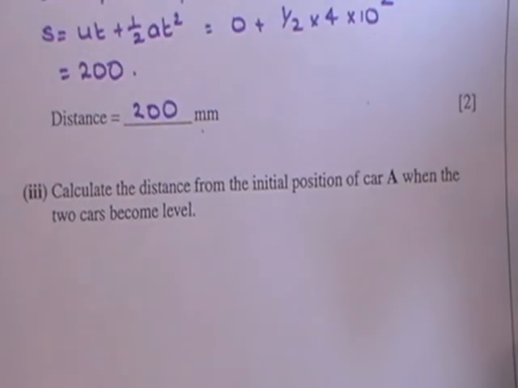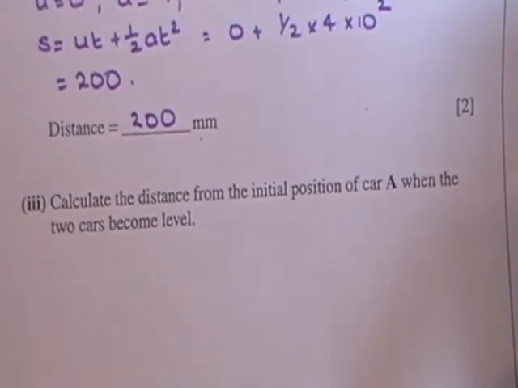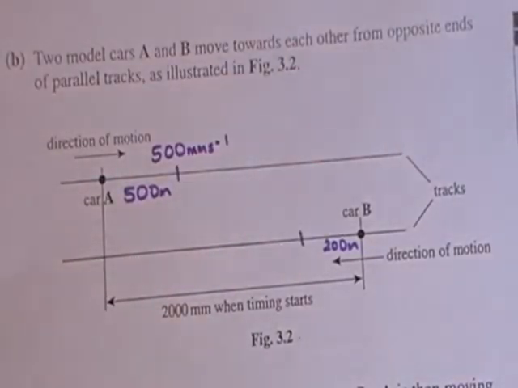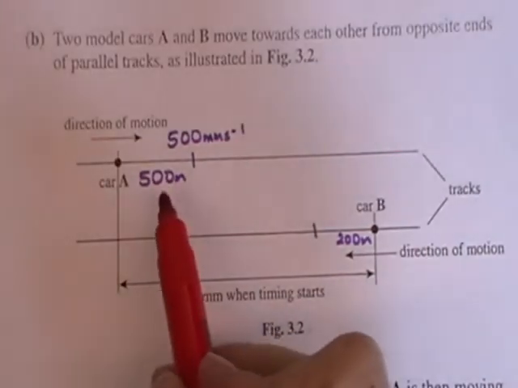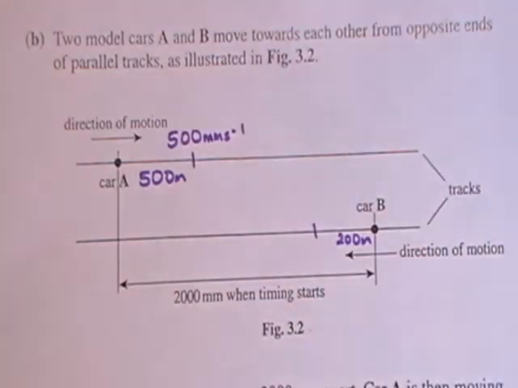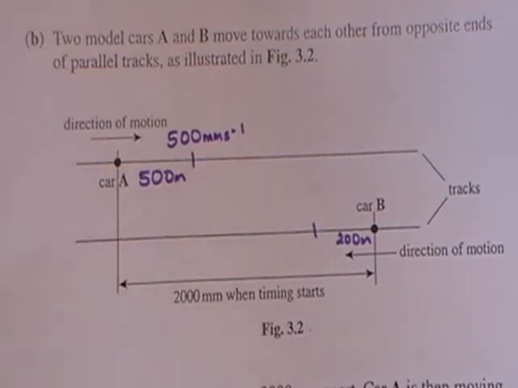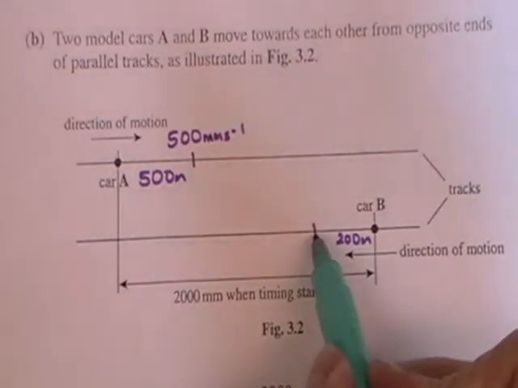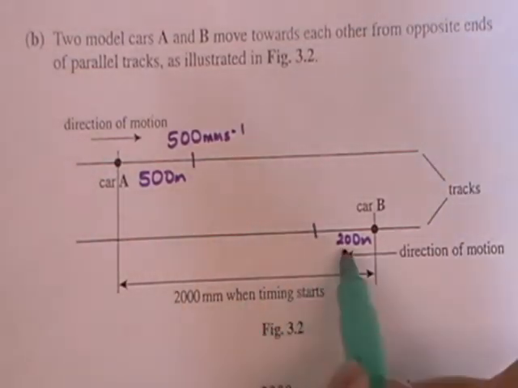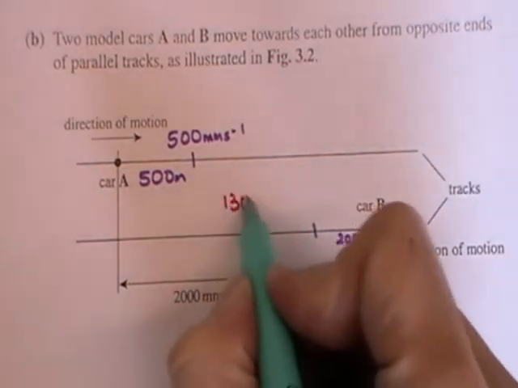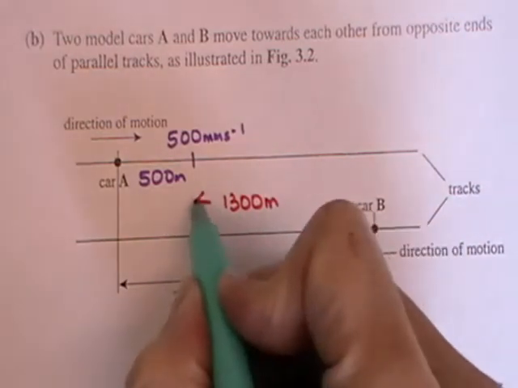Part 3 of the question asks you to calculate the distance from the initial position of car A when the two cars become level. So if we have a wee look there just to see exactly what's going on, you can see that car A has travelled 500 metres and car B has travelled 200 metres. And so the distance between them when they're travelling at constant speed is going to be 2,000 take away 500 and 200, which is 700. So there's going to be a distance between them of 1,300 metres.